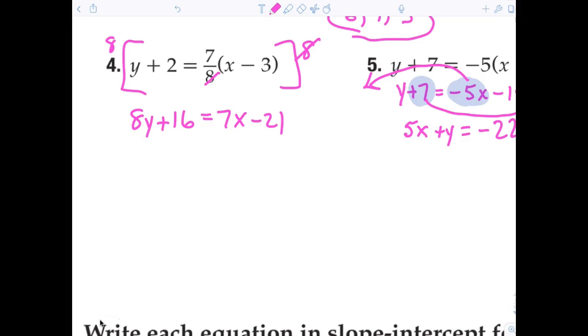All right, now look up for a second. Does everybody see I want the x to stay positive, right? So do I want to move the 7x from the right to the left? No. Because that would make it negative. So I want to move the 8y to the right. Now the x stays positive. Then if I move the 8y to the right, I need to move the 21 to the left. That's what you have to be able to see.